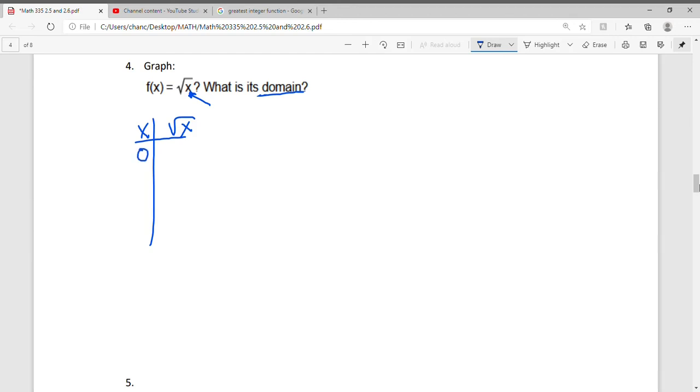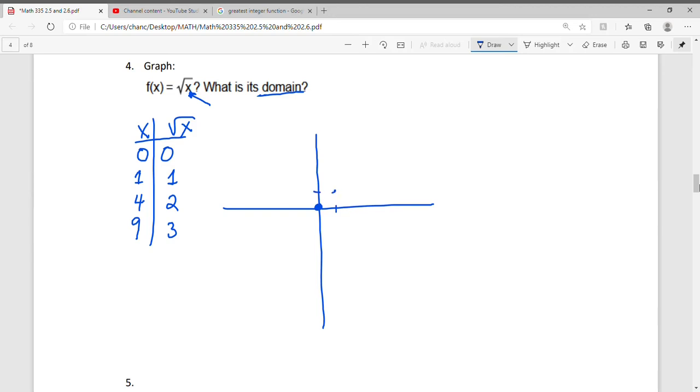We'll start with 0 first. What's the square root of 0? The square root of 0 is 0. The square root of 1 is 1. Now I'm going to skip. I don't know what the square root of 2 is. I don't know what the square root of 3 is, but I do know the square root of 4. That's equivalent to 2. So I'm picking values of x that are easy to take the square root of. I know the square root of 9 is 3, and this should be enough to graph the square root function. We have (0, 0), (1, 1), (4, 2), and (9, 3).